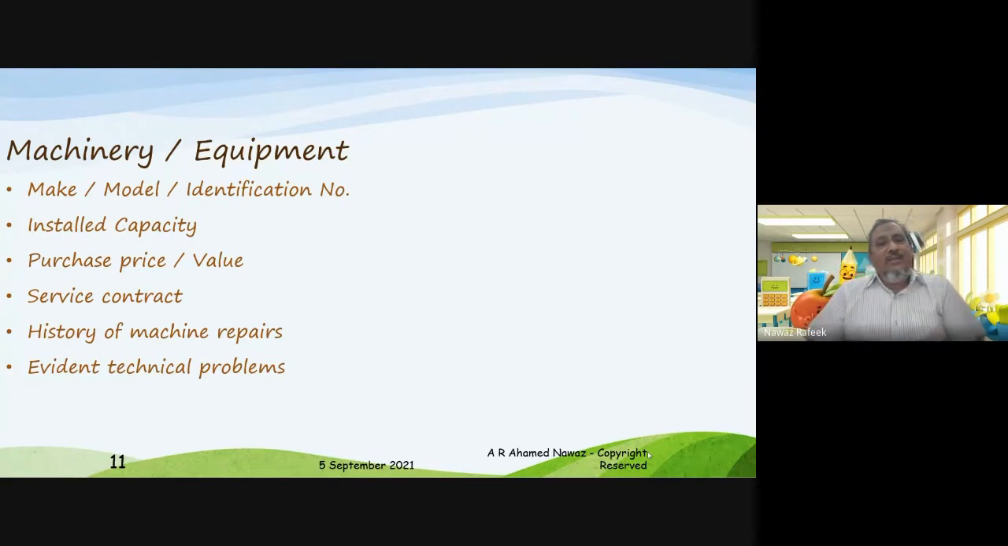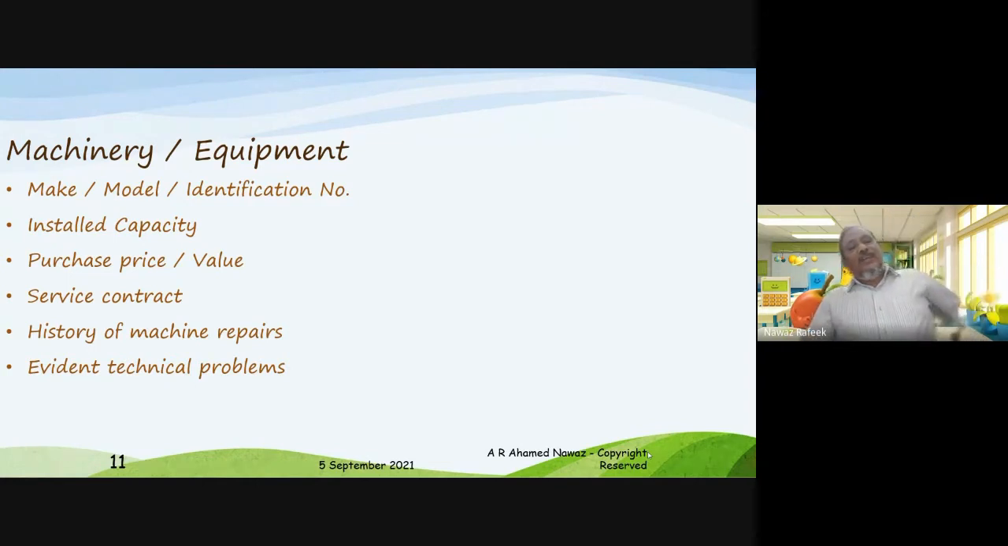Then the machinery purchase price: what is the invoice value, and what is the present value? It is an existing business. If you go for inspection, normally we have to conduct an inspection once in 6 months minimum, and see what the value of the machine is. Take a valuation, either from a professional valuer or by ourselves with the customer's help or a technician.